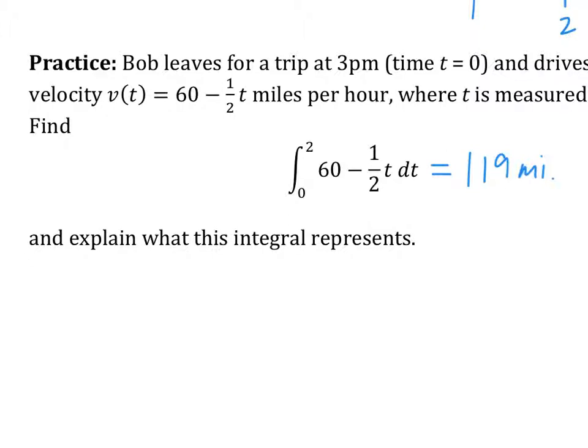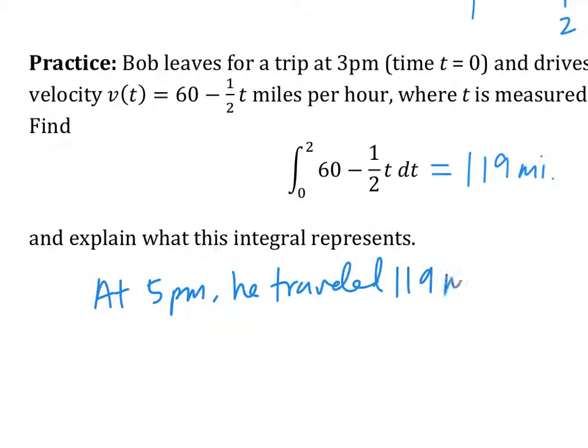Now, let's talk about time. He left at 3 p.m., so what does that mean? At 5 p.m. Yes, at 5 p.m., he traveled 119 miles. That's kind of fast. No, you're not going 60 miles per hour. No, 60 minus 1/2 t.